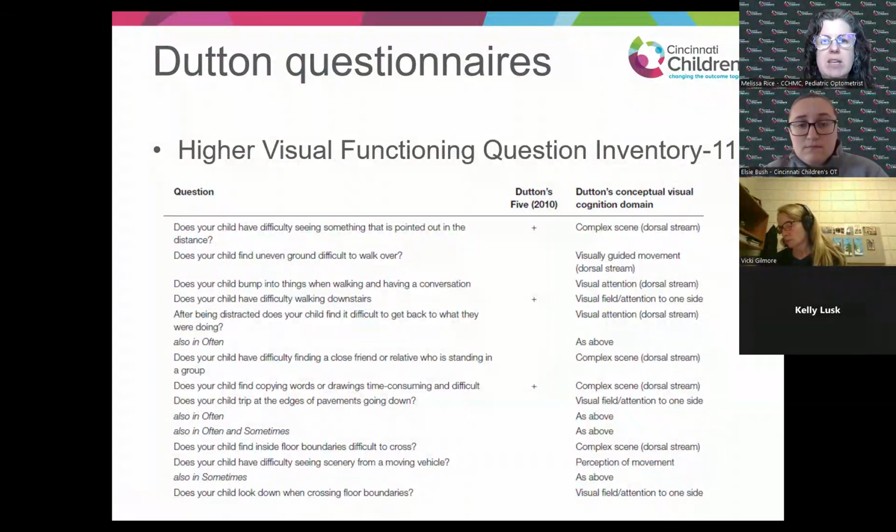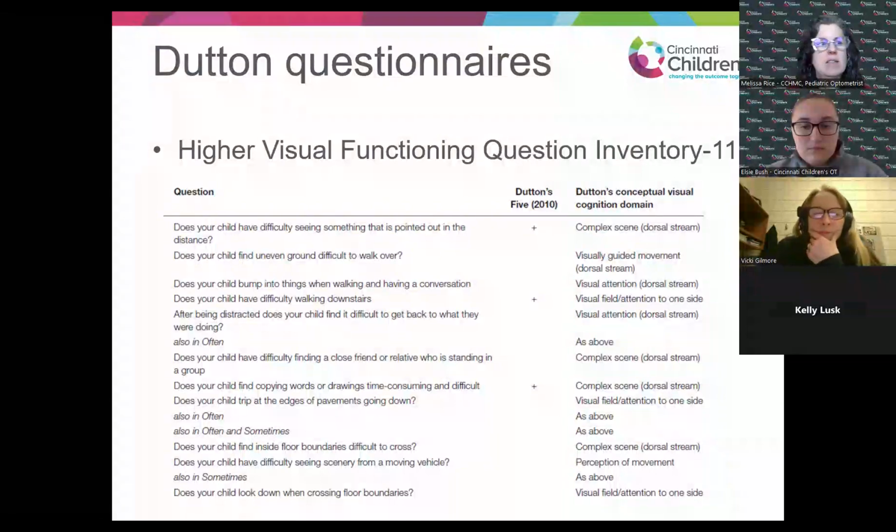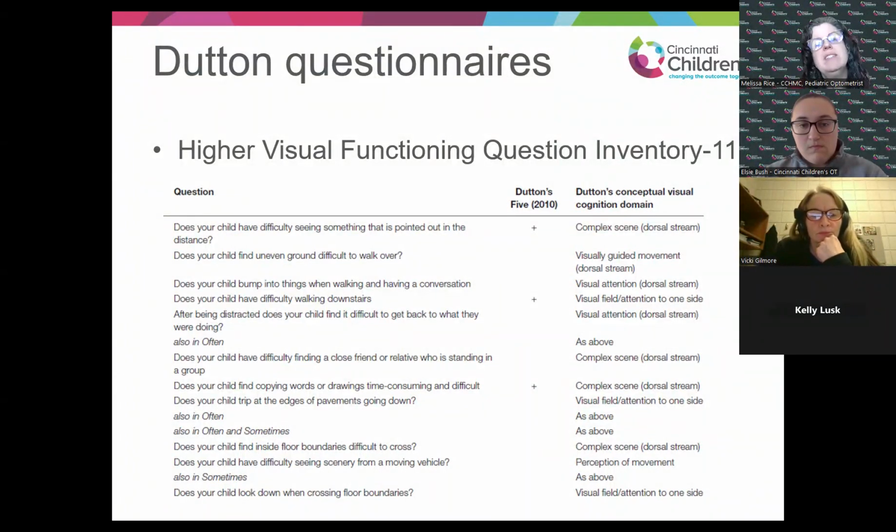It works really well for kids that we have concerns of higher visual function, like higher visual processing. This is done by Arvind Chanda out in San Francisco. It's the higher visual functioning question inventory 11, and it is based on the Dutton questionnaire. He has been looking at this and feels like it discriminates the visual behaviors between children with CVI and typical children.